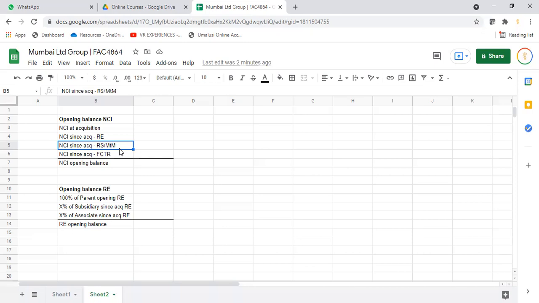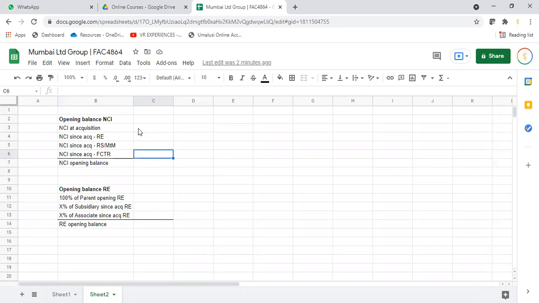So you need to find something that works for you, but whichever works for you, it's totally okay. All you need to know is that this is what's going to be included in opening NCI, and this is what's going to be included in opening retained earnings. How you get each of these numbers is all up to you. I'll just show you how I get the number, and then you can decide whether you find that useful or not.